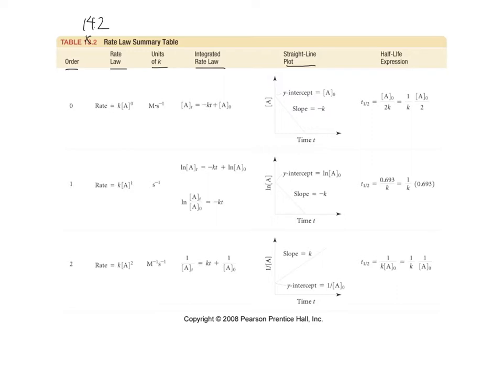A zero order reaction would have a straight line when plotting the concentration versus time. A first order would have a straight line plot when plotting the natural log of the concentration versus time. And a second order would be linear when we plot the inverse concentration versus time. And additionally, this table shows the half-life expression, and we'll get to that later on in class.